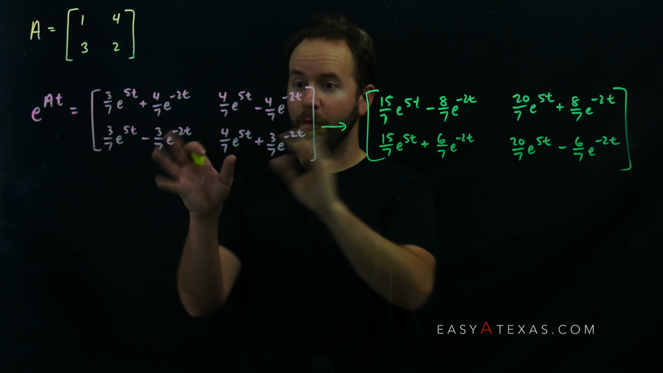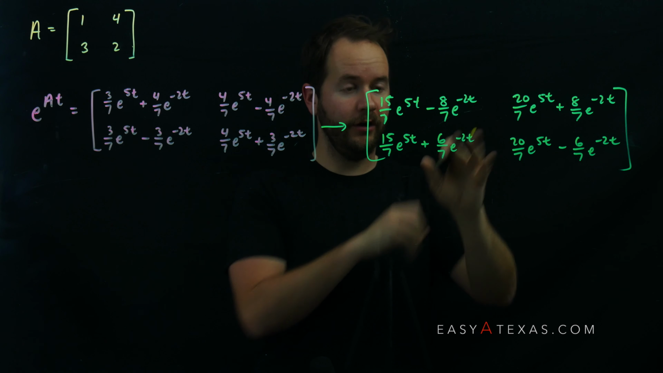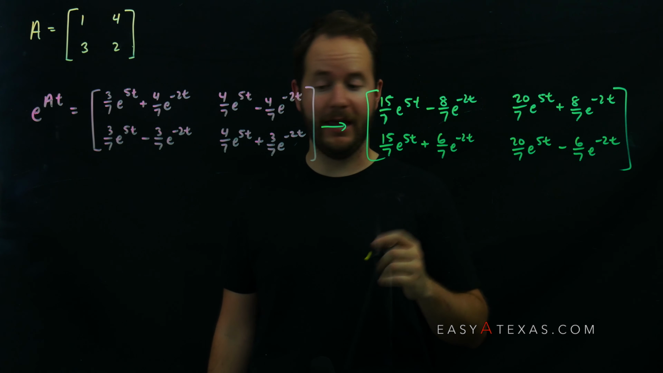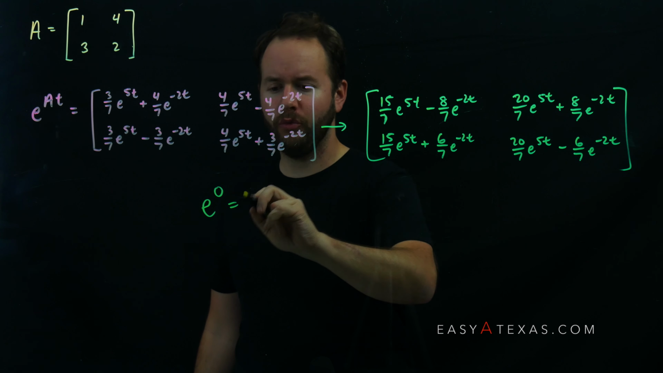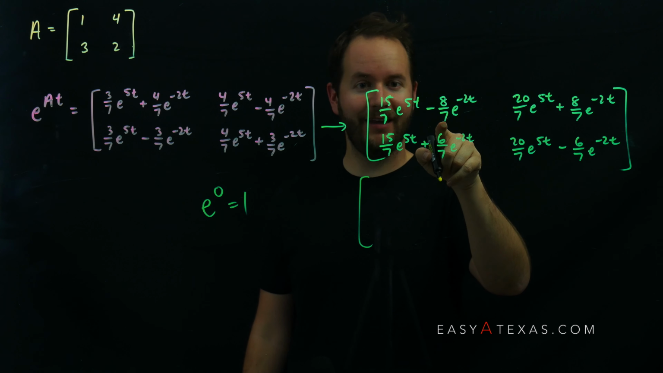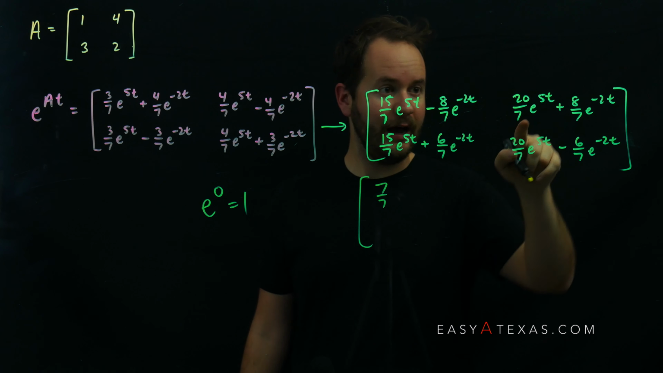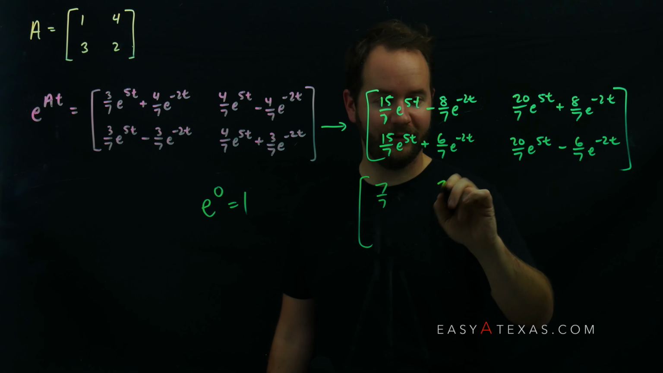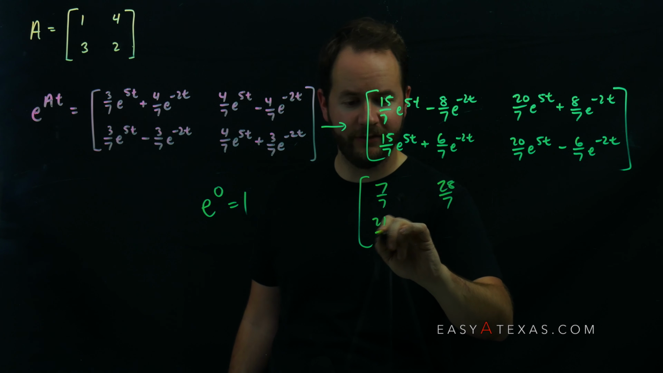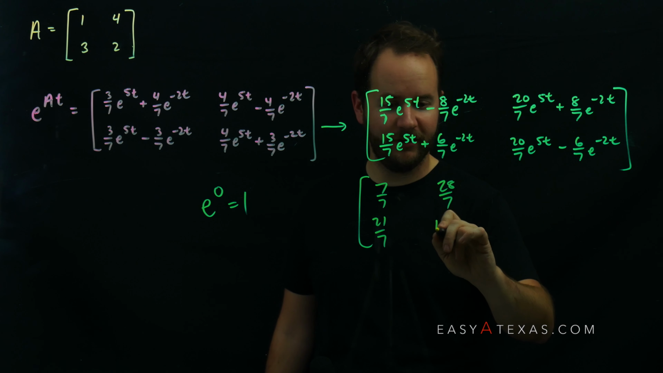Okay, now that I've taken the derivative of this matrix, giving us this matrix here on the right, I'm going to plug in 0. So once I plug in 0, I should get the value of A. Remember that e to the 0 is 1, so a lot of this stuff's going to melt away. I'm going to be left with 15/7 minus 8/7. Well, that's just 7/7. I'm going to have 20/7 plus 8/7, that's 28/7. 15/7 plus 6/7 is 21/7, and 20/7 minus 6/7 is 14/7.